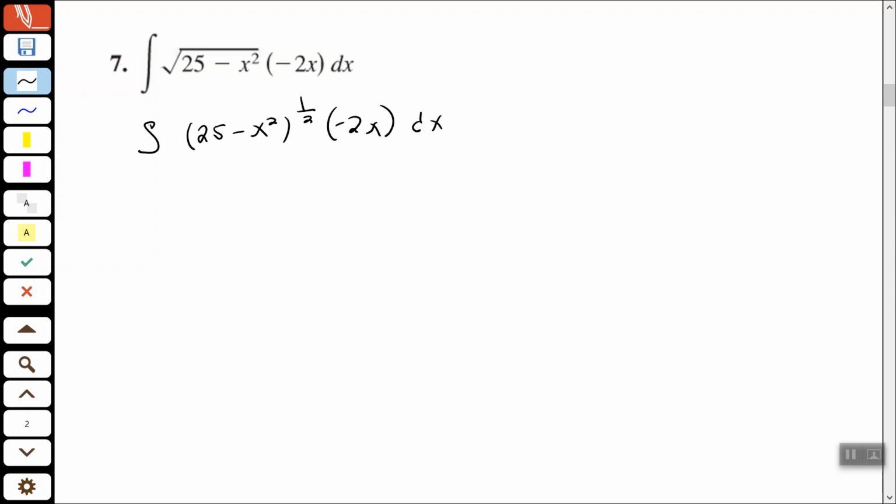And then here again, you want to look at the most complex part, which is 25 minus x squared all raised to the 1/2, and let u equal 25 minus x squared. That's the hope. And if we look at the derivative of that, that's negative 2x dx. So that works out. So we will let u equal 25 minus x squared, and the derivative of that would be negative 2x dx.